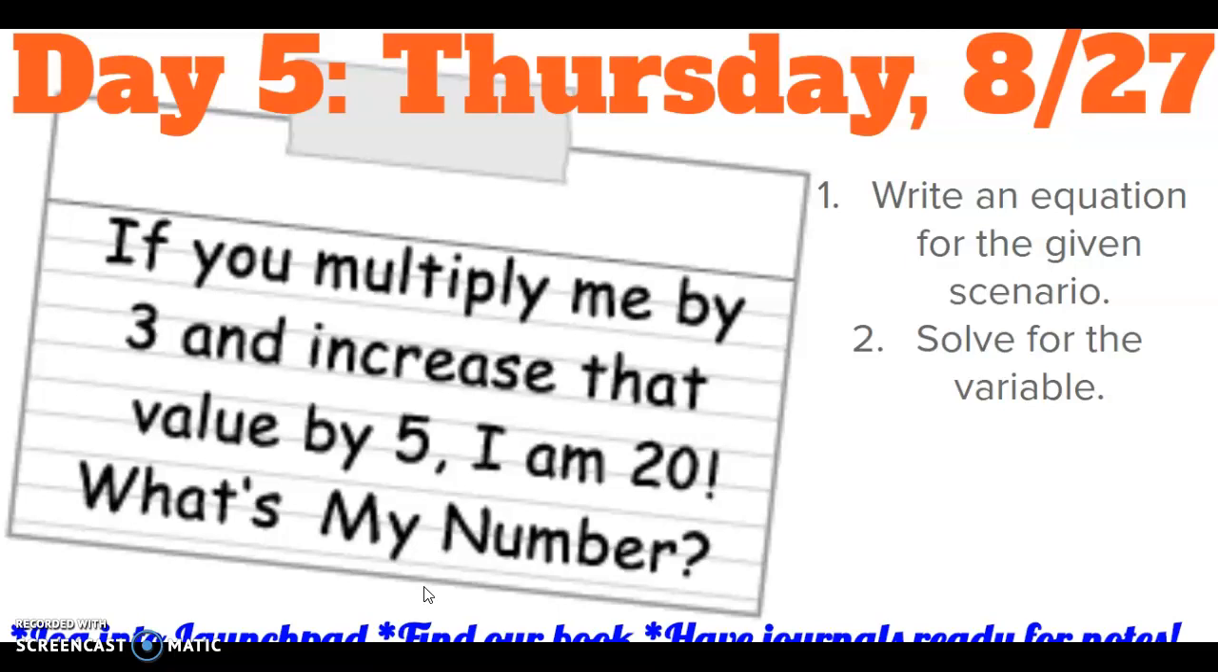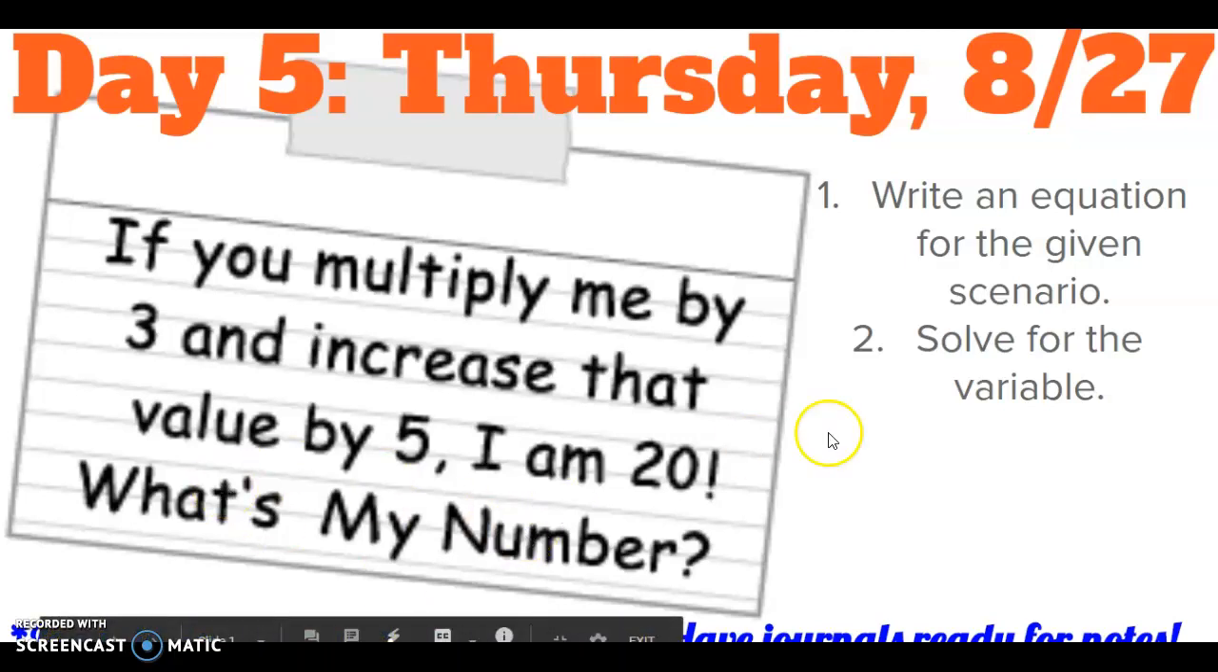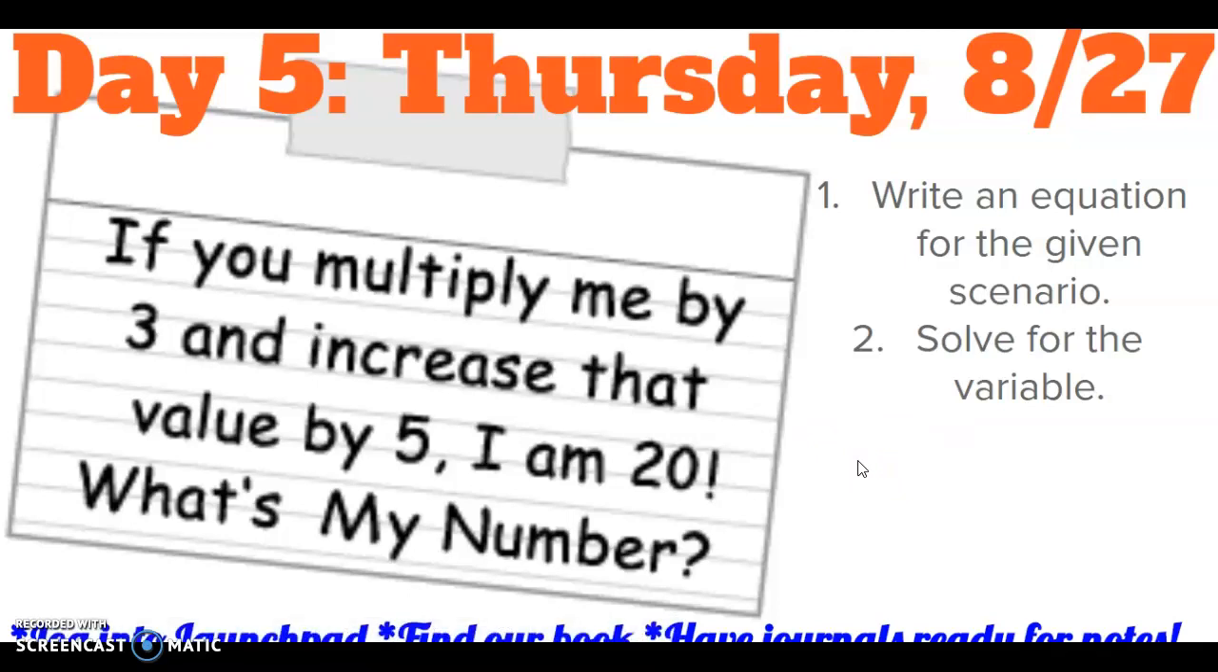If you wrote an equation, your equation should have been 3x plus 5 equals 20. We don't know what the number is, so we call it variable x. X is multiplied by 3, so that's how I got the 3x. And then it's increased by 5, so 3x plus 5 equals 20. If you set that up and work through it, you should get that your number is equal to 5. So x should equal 5 on that one.